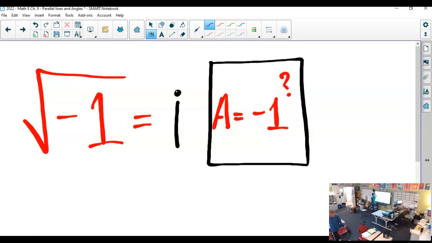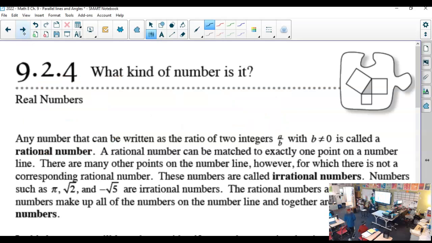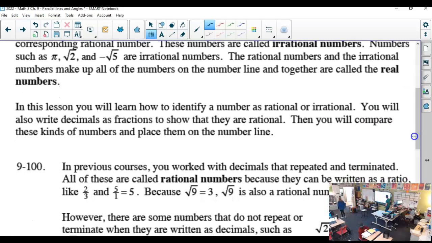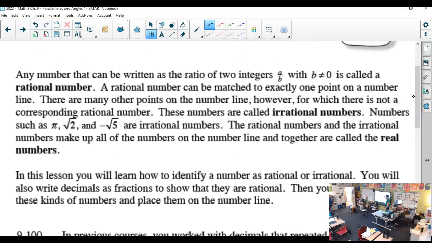So going back to our conversation about rationals and irrationals, what is the root word of rational numbers? What is the root? Ratio. So rational numbers, ratio. It is ratio. So a ratio means a comparison between two numbers. Pi, like we talked about yesterday on Pi Day, cannot be written that way.